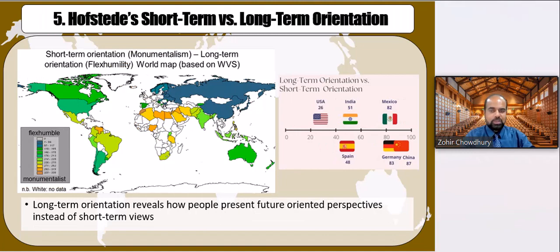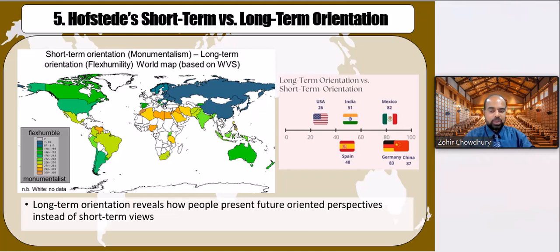A fifth dimension is short-term versus long-term orientation. Long-term orientation reveals how people present future-oriented perspectives instead of short-term views. So essentially, countries that are thinking more about long-term versus short-term. So short-term oriented societies specify that traditions are respected and upheld, whilst steadfastness is admired. Long-term orientation societies view adaptation and situational realistic problem solving as essential.